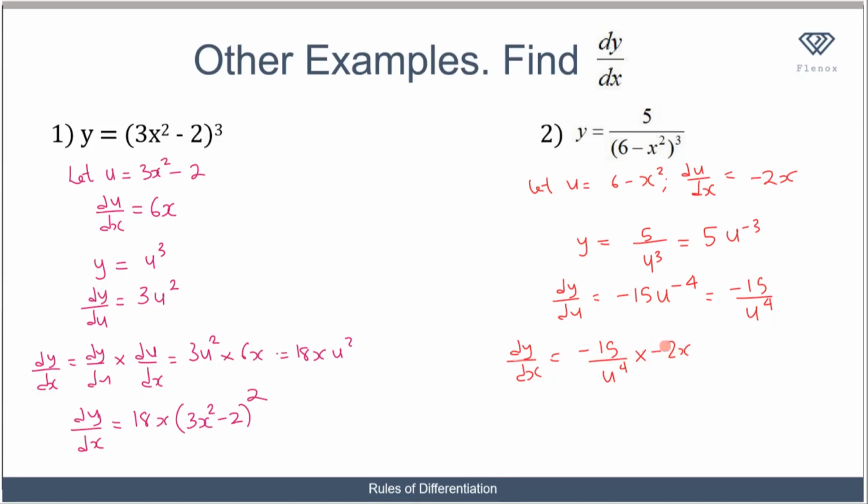Minus 2x times minus 15 gives me what? That will be 30x over u raised to the power 4. Now I know what my value of u is. My u is 6 minus x squared. So I can replace it back. So I have my dy over dx to be equal to 30x over, then my u is 6 minus x squared, then everything raised to the power 4.